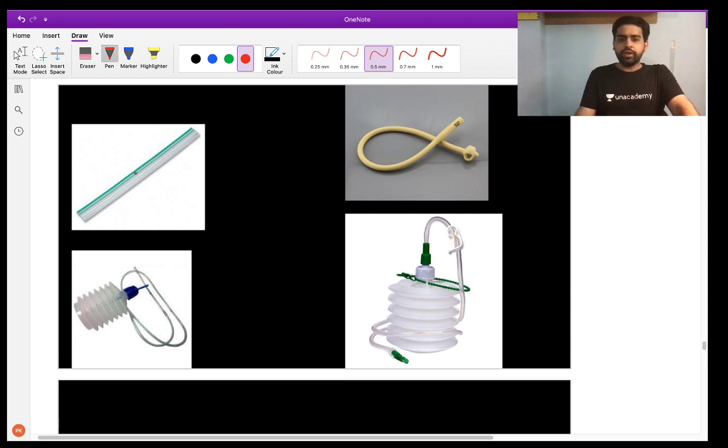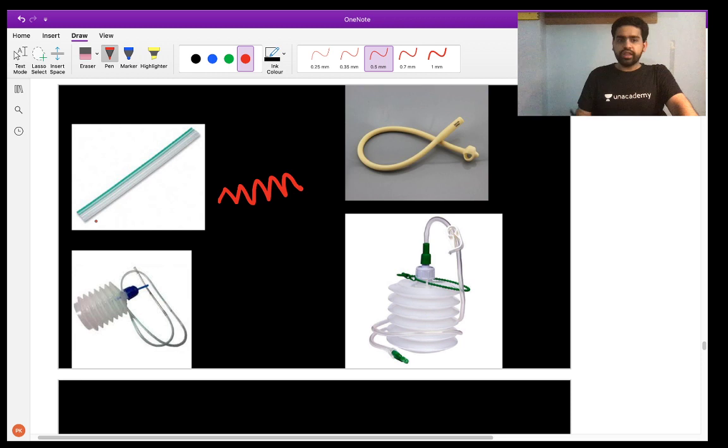So what is happening in here? It is corrugated. Why is it called corrugated? Because it is in a zigzag pattern. So if you put it into the subcutaneous tissue, whatever pus is collected may be drained along these corrugations, and the pus will be drained out, and the process of healing will be improved.